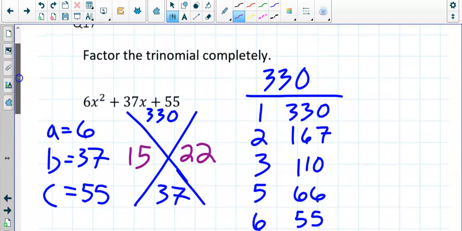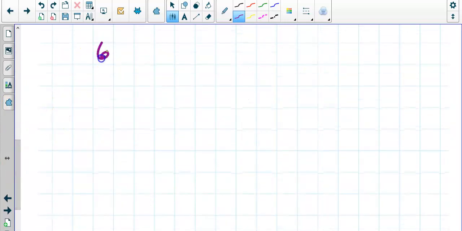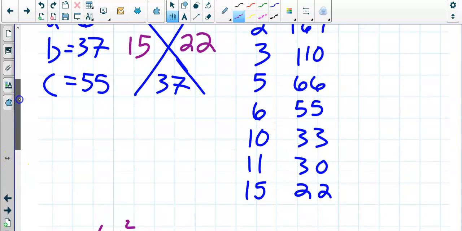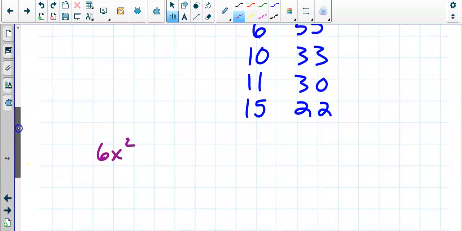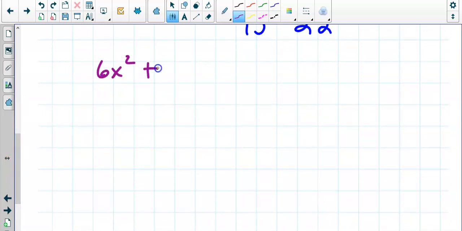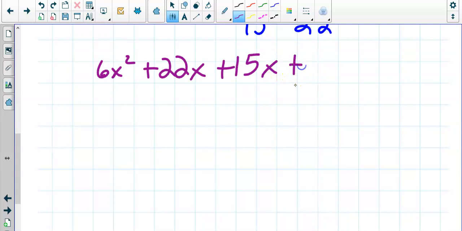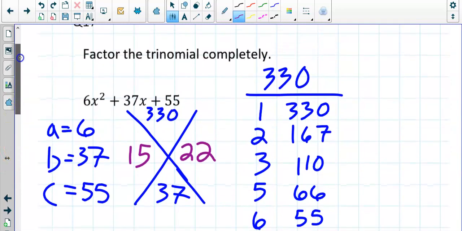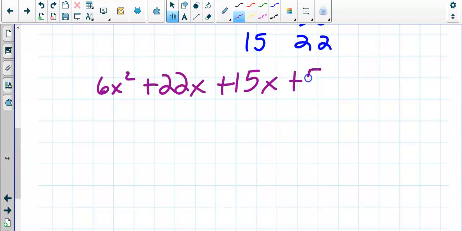So we've got 6x squared to begin with. Take one of our numbers, and it doesn't matter which one. Do you want the 15 first or the 22 first? Okay, 22. And then you're going to put the 15. And then you're going to put the final number, which was 55. Okay? And we do grouping. So we group the first two. We group the last two.